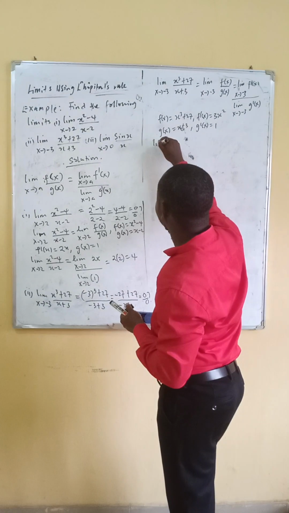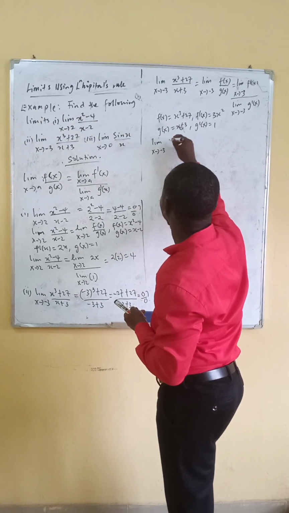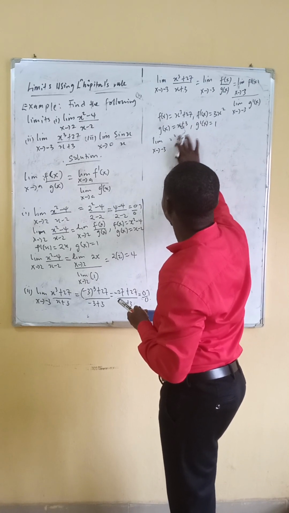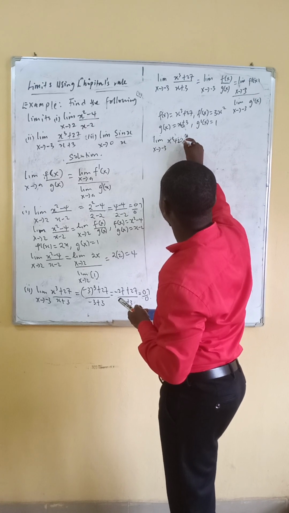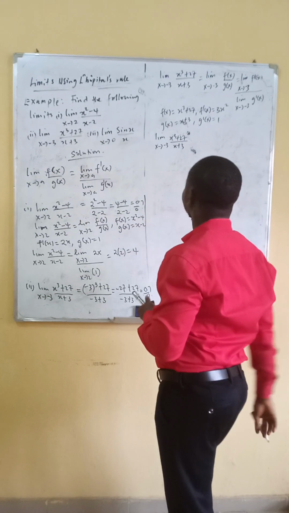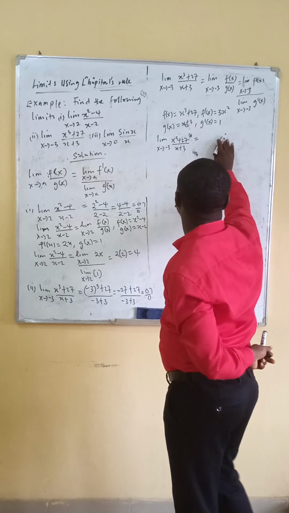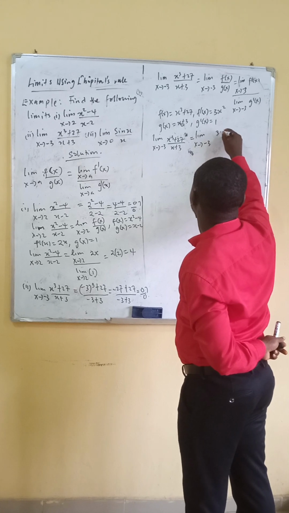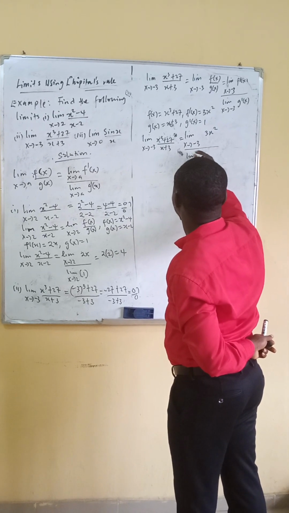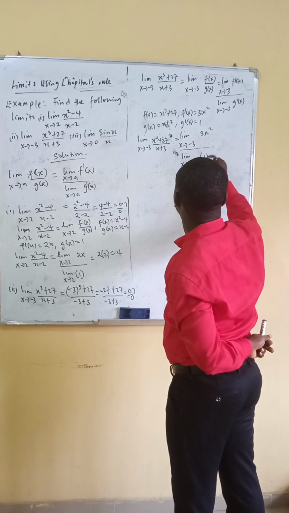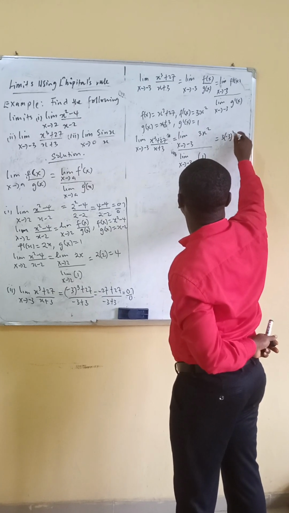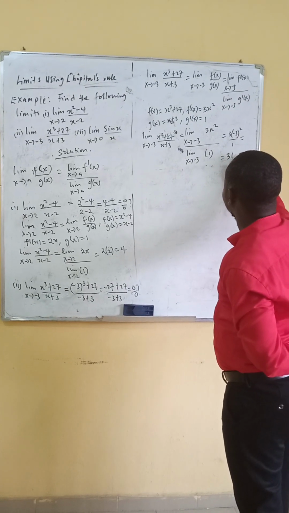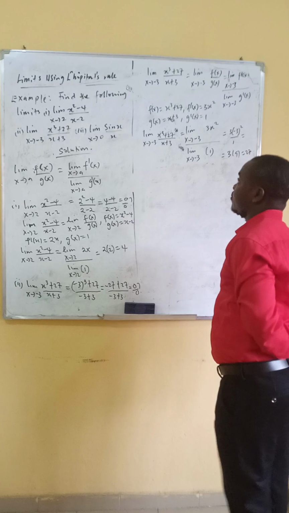So we have that the limit as x tends to minus 3 of x cubed plus 27 divided by x plus 3 is the same thing as the limit as x tends to minus 3 of 3x squared divided by the limit as x tends to minus 3 of 1. That will be 3 times minus 3 squared over 1. And minus 3 squared is 9. 9 times 3 will give us 27.